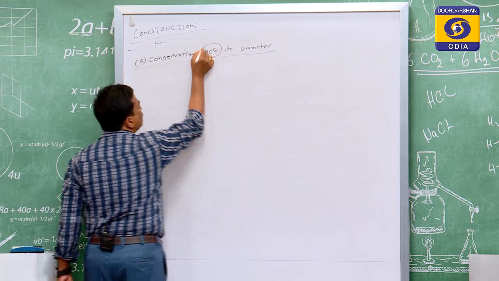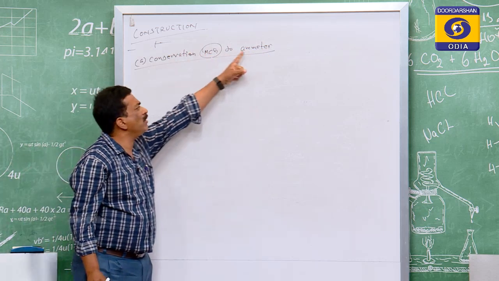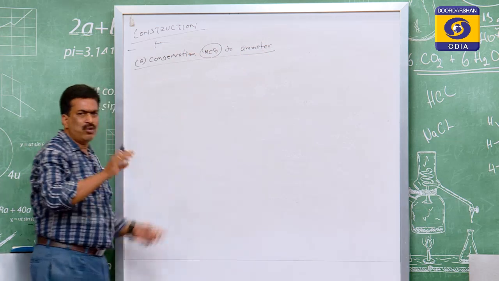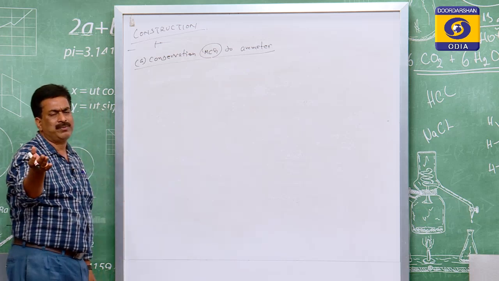The MCG means a small amount of current. By using the same MCG, how will you make it handle a larger amount of current? For that conversion, we have to change it. The basic one will remain the same, but the function will change.